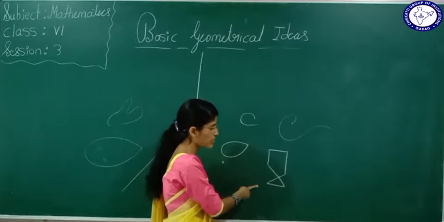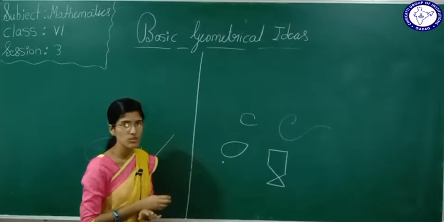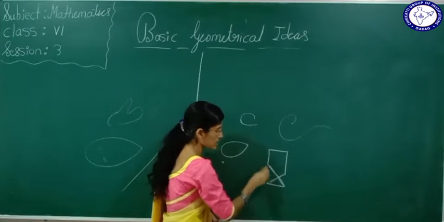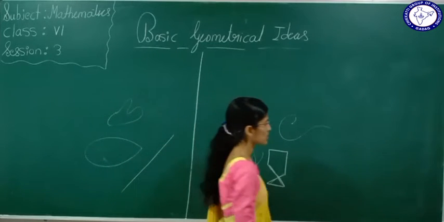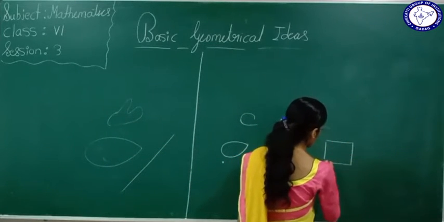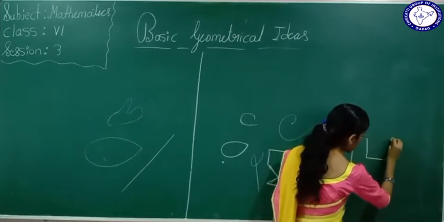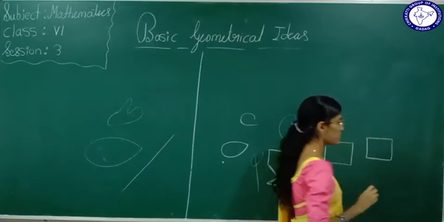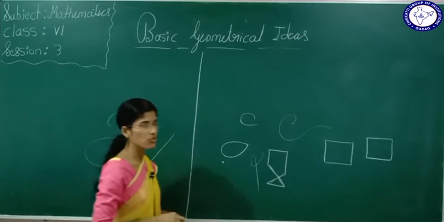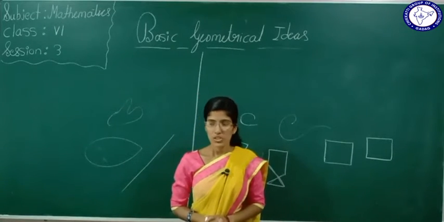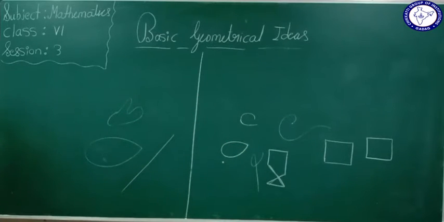In the last class I explained why this is not a simple closed curve. In a simple closed curve, the curve should not intersect itself, but here it is intersecting. So this type of curve is not a simple closed curve. A simple closed curve means a closed curve which does not intersect itself. Based on that, in today's class we are going to solve exercise 4.2.